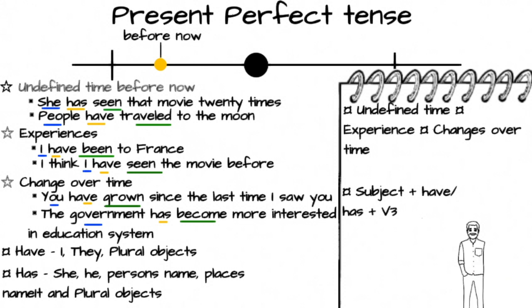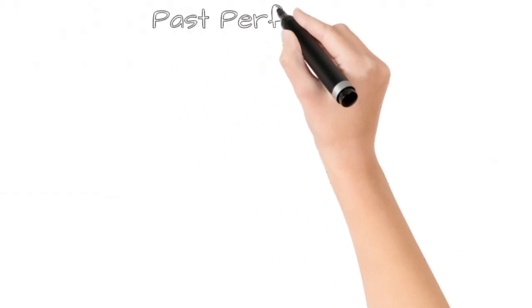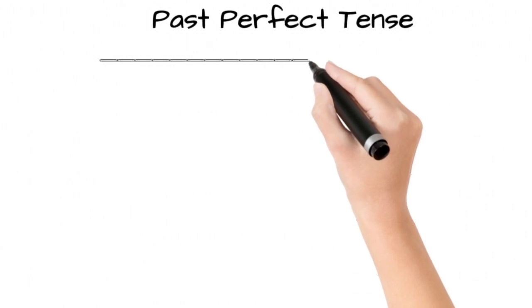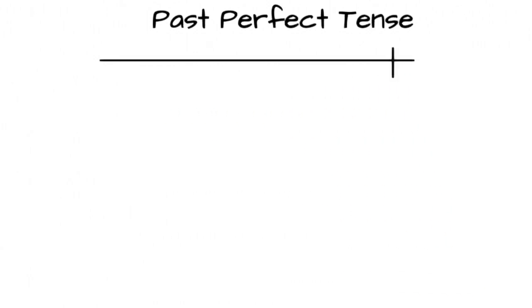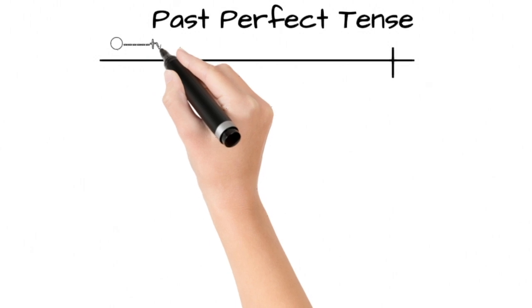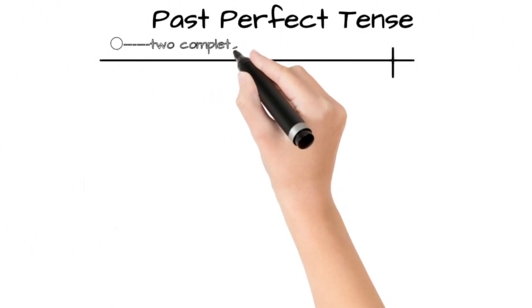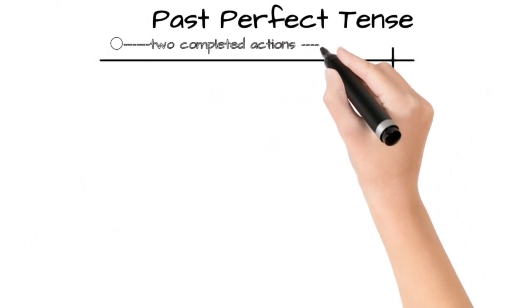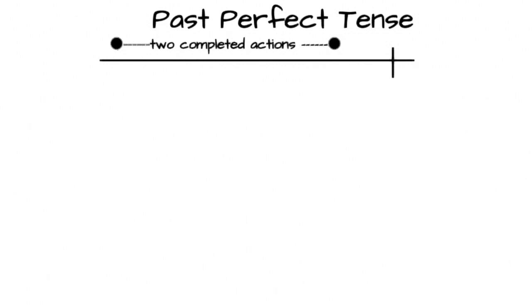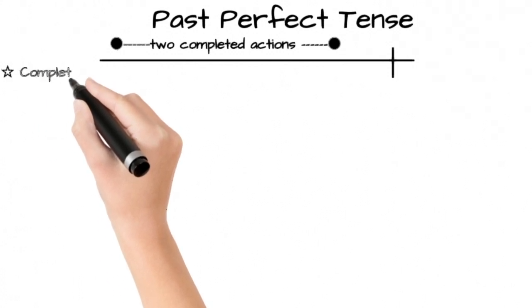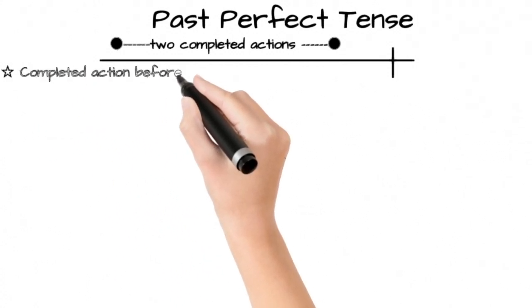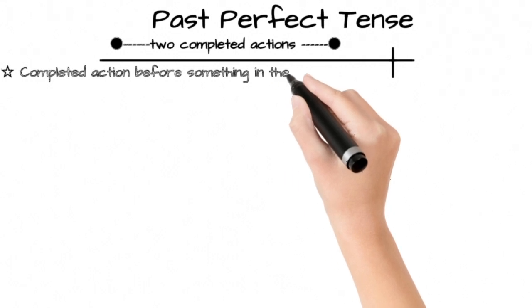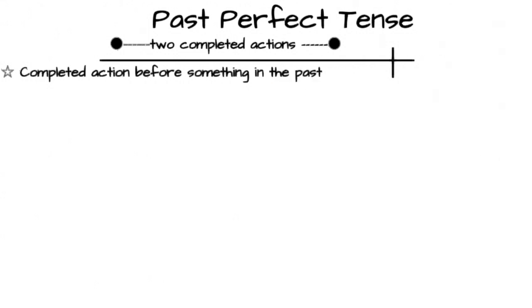Now, as I hope you have understood the present perfect tense, let us understand the next tense, that is the past perfect tense. Again, let's assume that this is a timeline. It is used to show that an action took place once or many times before another point in the action. It has 2 completed actions. Let's look at the usage. It is used for completed action before something in the past. The past perfect expresses the idea that something occurred before another action in the past.